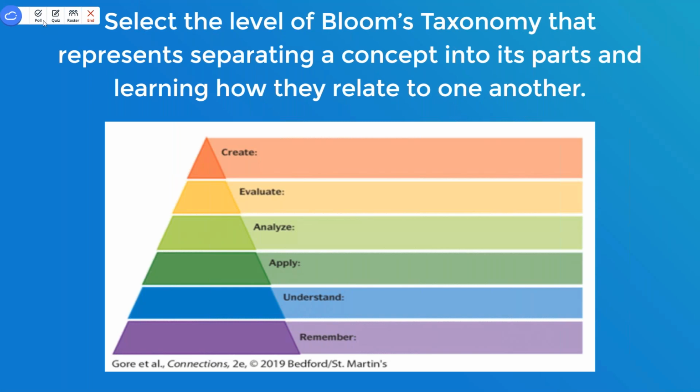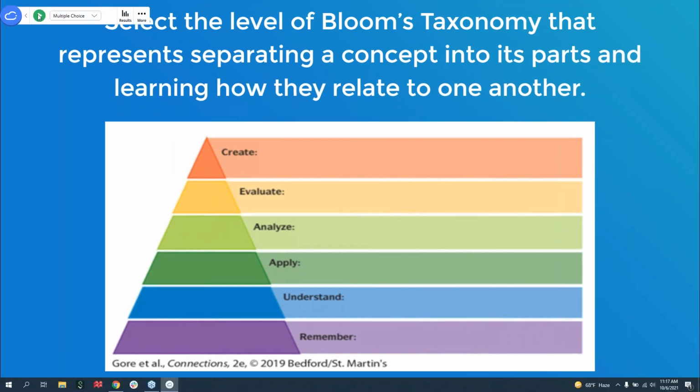Here's an example of a target question. And this is where you ask students a question by sending them an image. So here I'm going to go ahead and I'm going to send this capture of my desktop to student devices. And that happens automatically when I hit that play button. And what I'm asking you to do here is to select the level of Bloom's taxonomy that represents separating a concept into its parts and learning how they relate to one another.